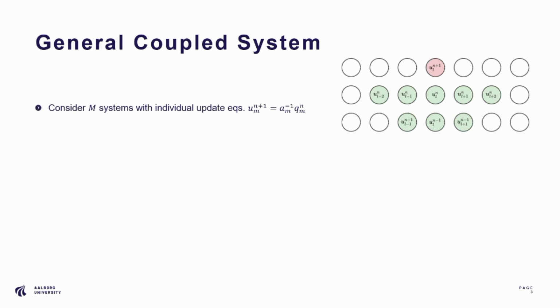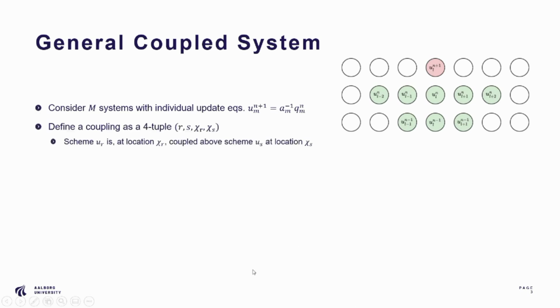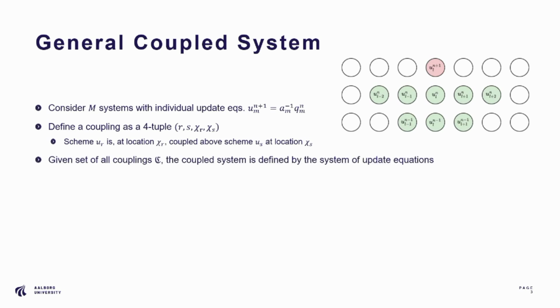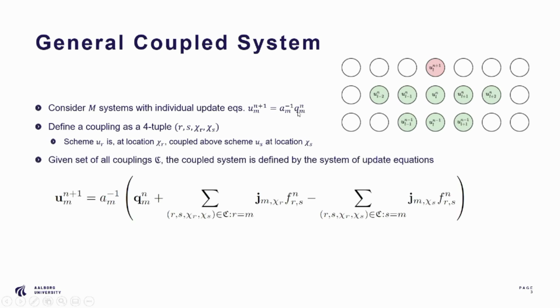If we now want to allow arbitrary couplings, we define a coupling as a tuple that consists of the 2 indices of the systems that we want to couple together, which are here R and S, and the locations on the system where we actually want the coupling to be. So we need one position on the string, for example, and one position on the bridge, where these 2 are then coupled together.